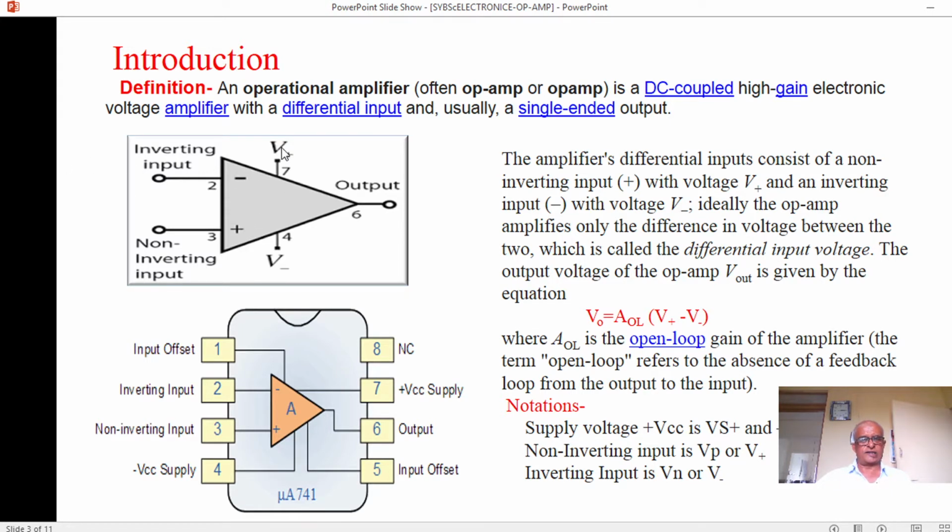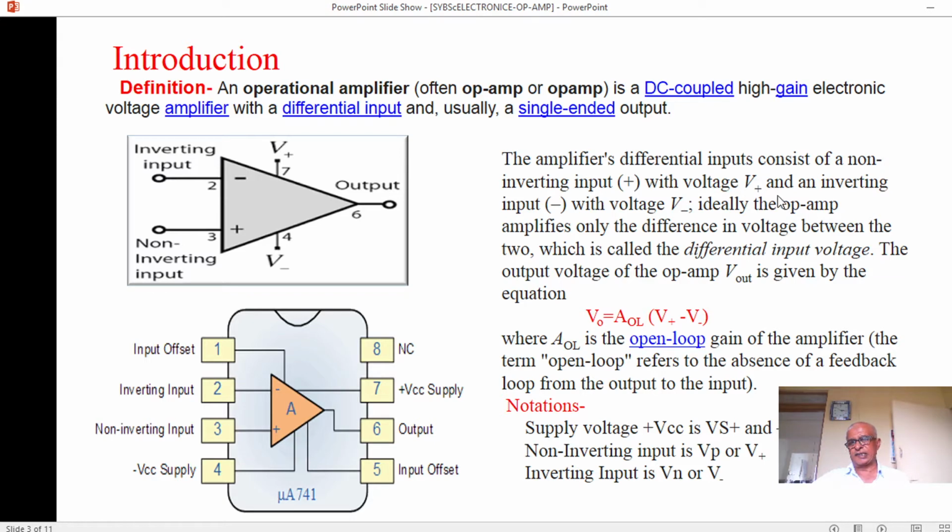In this case, there is dual supply used. The positive supply, V plus, is connected to the plus VCC of the IC, that is pin number 7, and my negative supply is connected to pin number 4. Pin number 2 and pin number 3 are the two inputs that are called a differential input. The inverting input is denoted by minus sign, and non-inverting input is denoted by plus sign. So output is taken from pin number 6.